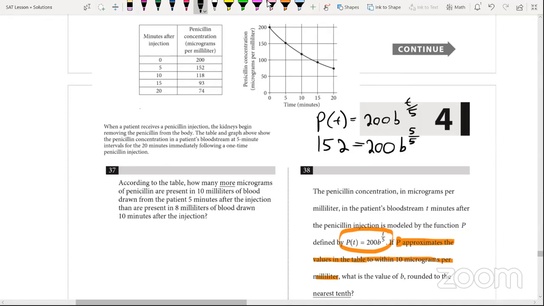We can divide both sides. Well, first of all, 5 over 5 is 1. So 152 equals 200b to the 1. Dividing by 200 on both sides, b equals 152 divided by 200, which to the nearest tenth is 0.8. So the answer to number 38 is 0.8.